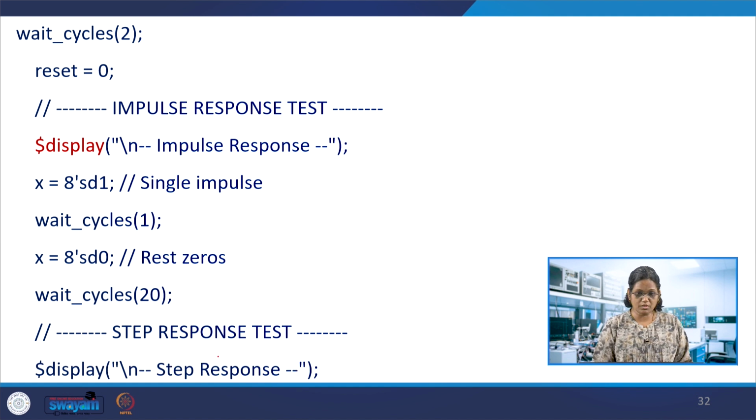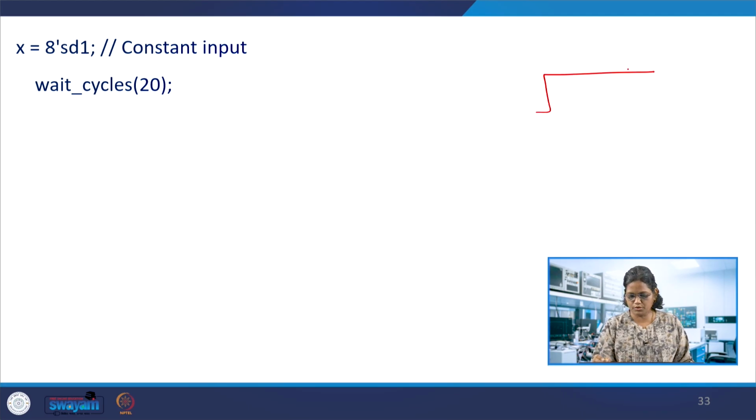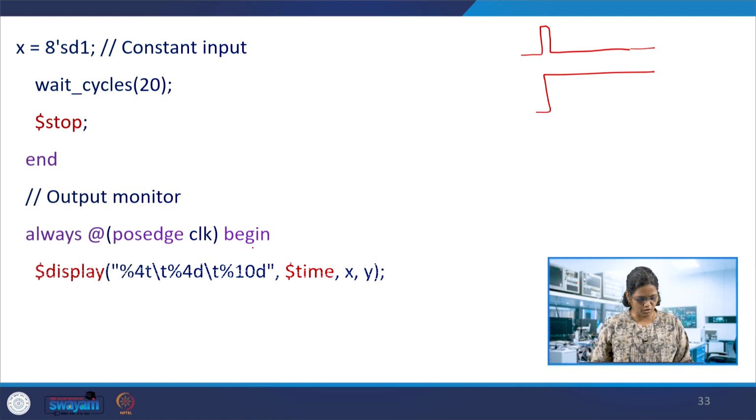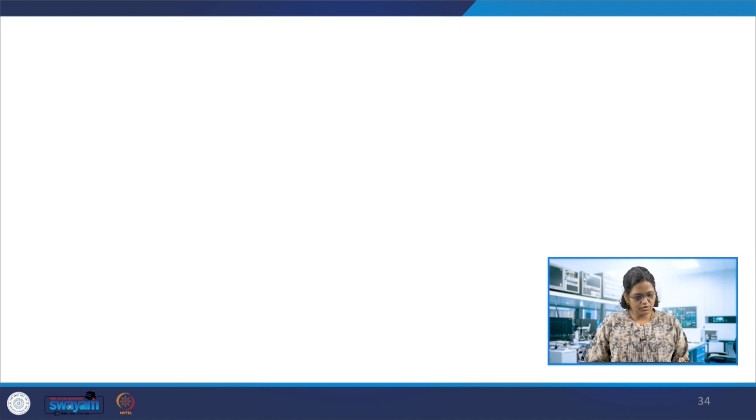For the step response, similarly, we have a constant input of 1. The input step should be 1 for 20 clock cycles, whereas in the case of the impulse input we make it 1 for 1 clock cycle and then 0 for the rest of the clock cycles. Then we stop this operation, and monitor the output always at the passage of the clock, giving details of the x input and module.